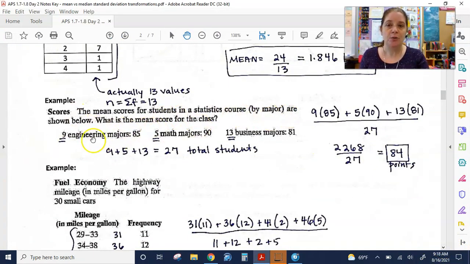Okay, all right, so here's another example, and it says the mean scores for the students in class by major are shown below. What is the mean score for the class? So 9 engineers had an average of 85, 5 math majors had an average of 90, and 13 business majors had an average of 81.